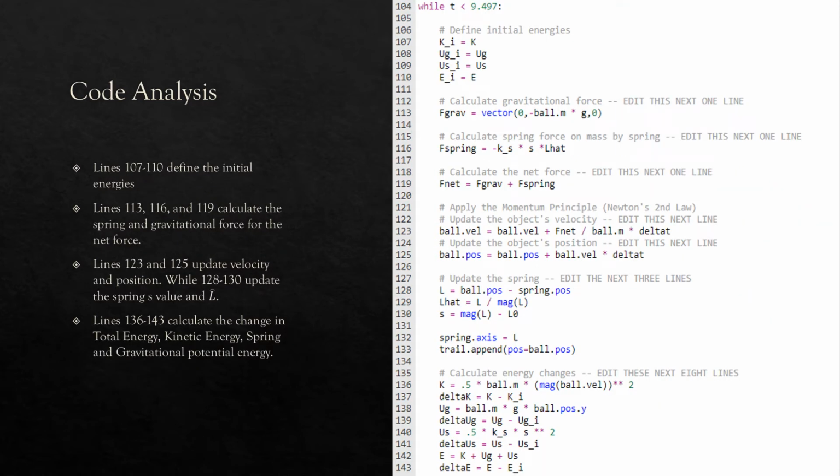Lines 107 and 110 define the initial energies. Lines 113, 116, and 119 calculate the spring and gravitational force for the net force. Lines 123 and 125 update velocity and position, while 128 through 130 update the spring S value and then L hat. Lines 136 to 143 calculate the change in total energy, kinetic energy, spring, and gravitational potential energy.